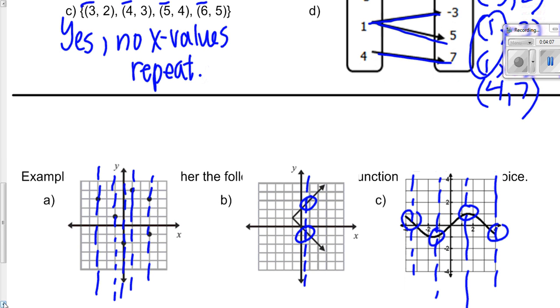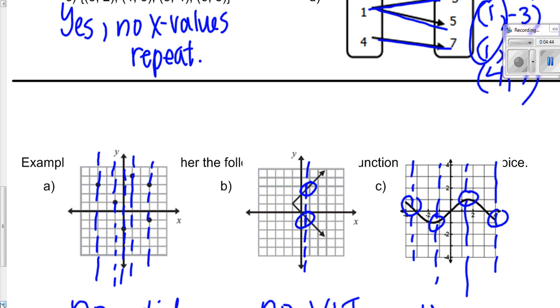Look at the two graphs right here. We've got points here. Notice that this line goes through these 2 points, so therefore this is not a function. Same here. The vertical line test goes through 2 points, so that means x values repeat, so this relation is not a function. And this one right here, in C, every time we draw a vertical line, it only hits 1 point, so that relation is a function.